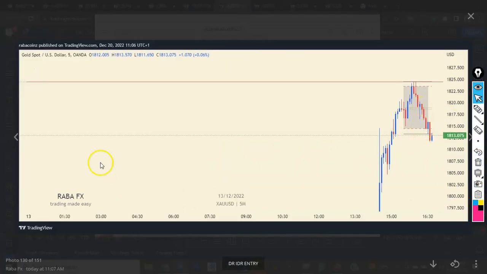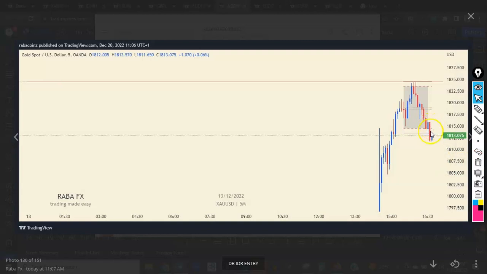Now, in this particular example on gold spot, we have a close below this. We have a close below. Now, as I said, price action is important. You need to understand the reading on a candle. You need to understand how to read a candle. What is a candle saying?